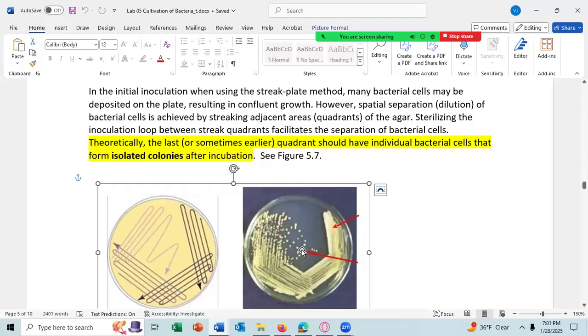Like that colony is much bigger. That colony is much bigger than some of the other colonies. These were definitely formed by 2 or more cells. And as you can notice, about 30% of the colonies here will be formed by more than one cell. So if you only streak it out one time, your chance of getting a pure culture is around 70%.